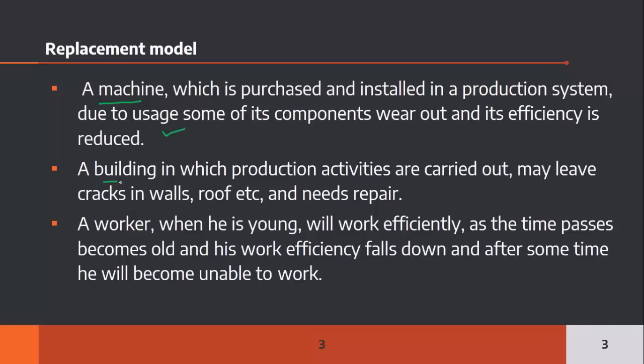After that, when we construct new buildings, cracks appear in the walls or roofs, and we need some maintenance. So at which time we have to construct a new building instead of the old one, this type of problem again comes under the replacement model. After that, when we recruit new workers, he is young and his work efficiency is more, but after he becomes old, his work efficiency decreases or falls down. So at which time we have to recruit new workers to replace the old one, that comes under the replacement model. So these three types, and there are many projects we can also consider in the replacement model.